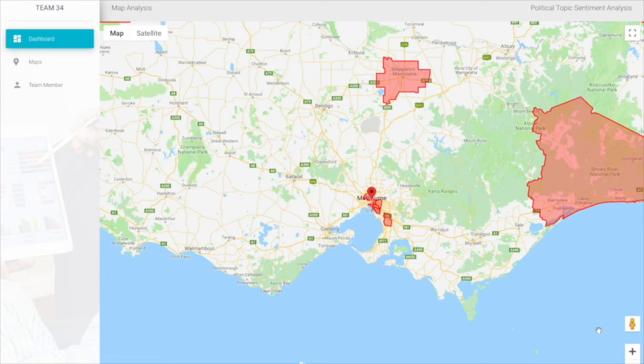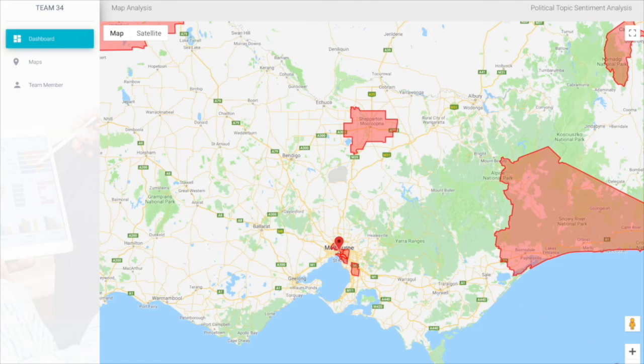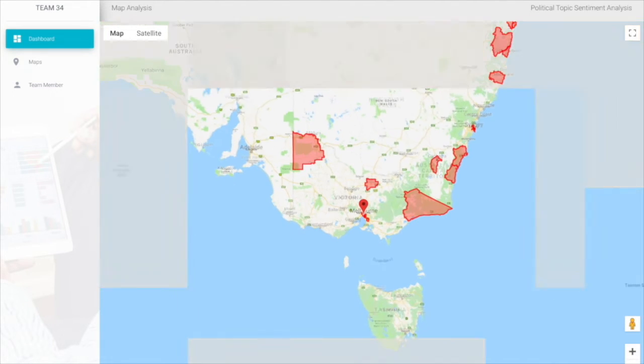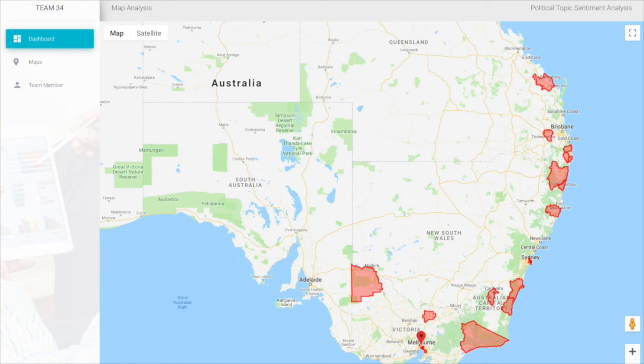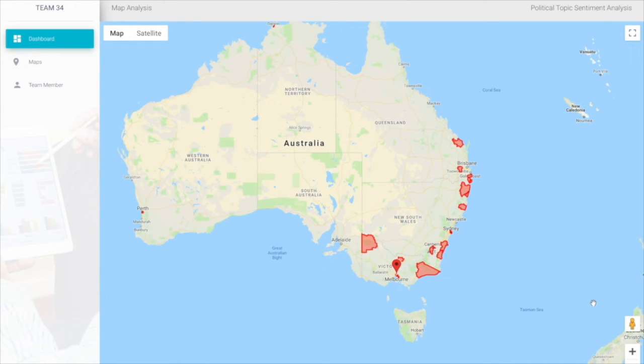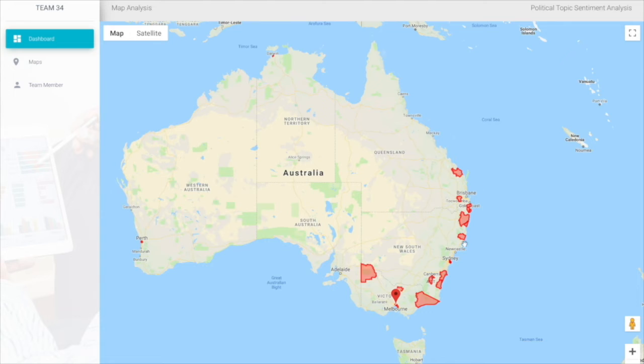As we move on to the map now, you can see those areas are highlighted which have the most number of negative tweets. We can see that it's not restricted just to the capital cities. We see regional areas are also represented. There's no monopoly on negativity.